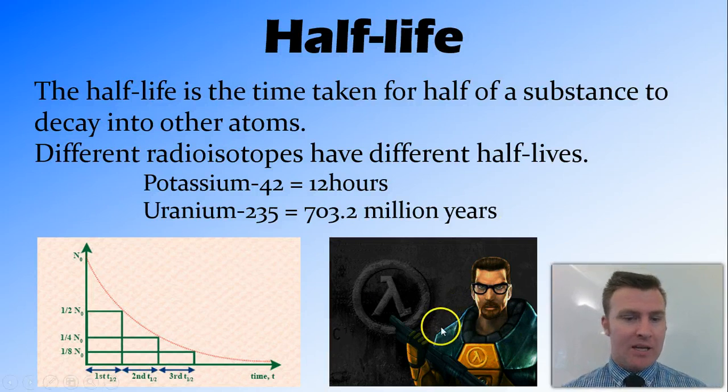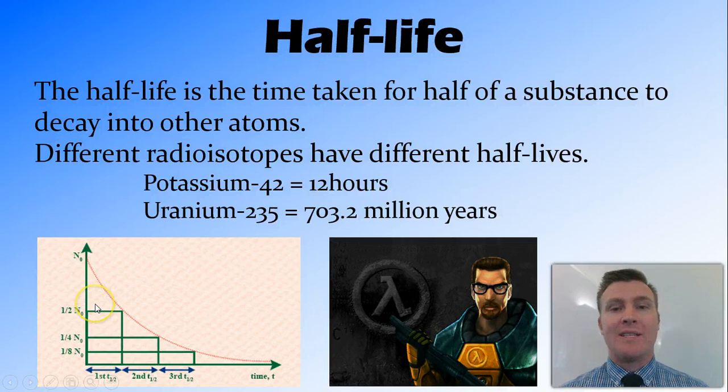Now, if we look at this diagram over here, this is what we call a decay curve. Let's talk about potassium. Okay, so here at N0, or time 0, we've got, let's call it, a kilo of potassium. 12 hours later, or one half-life later, that kilo of potassium is going to have decayed into half a kilo of potassium. Another 12 hours later, or another half-life, that half a kilo is going to decay into a quarter of a kilo. And then the third half-life, that quarter of a kilo is going to decay into 1/8 of a kilo. And this keeps on happening over and over.